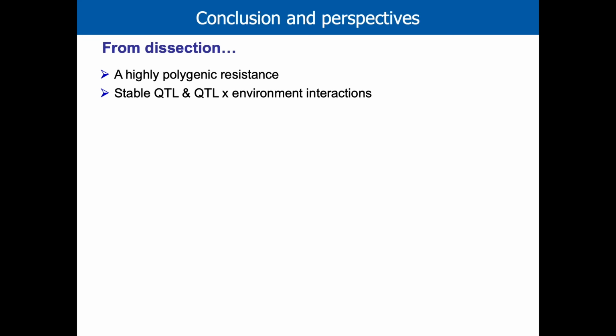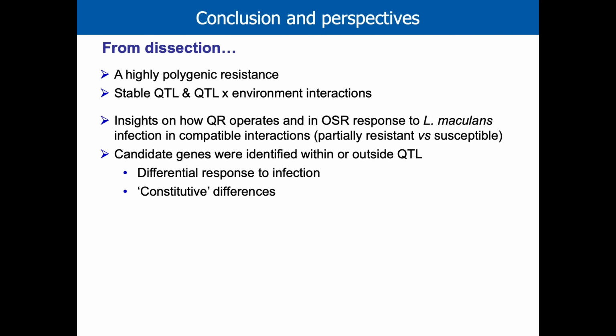In conclusion, quantitative resistance is a highly polygenic resistance. Many QTL were identified, which can be dependent on environments and genetic backgrounds. But some stable QTL were found, which is very interesting to get stable resistance across environments. Some insights were obtained on how quantitative resistance operates and on oilseed rape response to Leptosphaeria maculans infection in compatible interaction, either in partially resistant or susceptible genetic background.